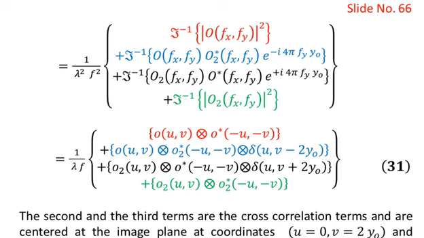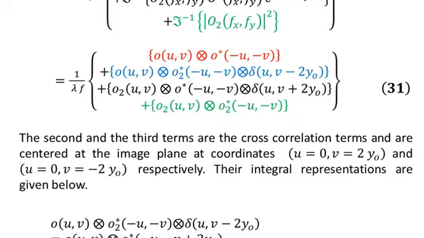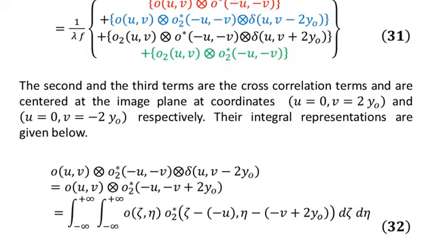Okay, so you see that these are the 4 terms we have shown in the form of convolutions. The first term involves the convolution between 2 terms, and the second term involves the convolution of 3 terms. The second and the third terms are the cross correlation terms.